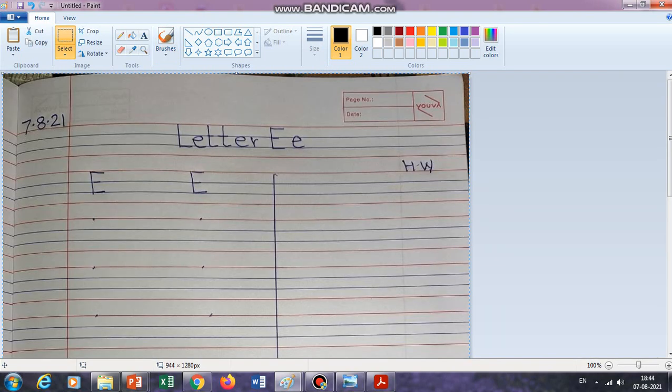Now let's write capital and small e in E1 notebook. Standing line, sleeping line, three sleeping lines. E, capital E. E, eh, egg. E, eh, Eskimo. E, eh, elf.